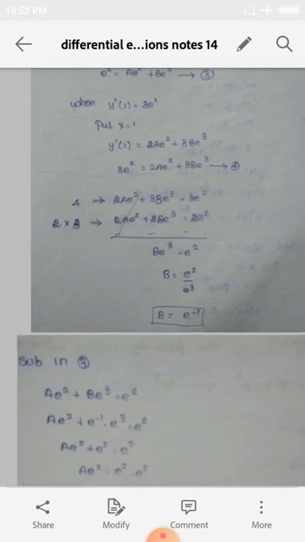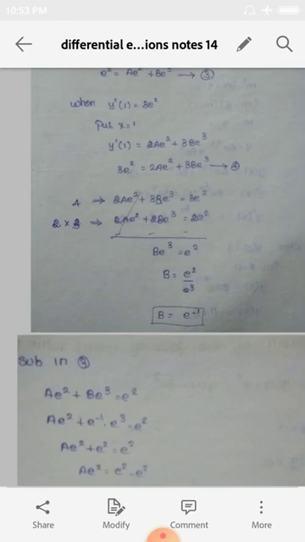After changing the signs, the terms 2a e^2 minus 2a e^2 get cancelled. So we get 3b minus 2b, which is b, times e^3, and 3e^2 minus 2e^2 is equal to e^2. So b is e^2 by e^3, which is e^(2-3), that is e^(-1). So we get b = e^(-1).